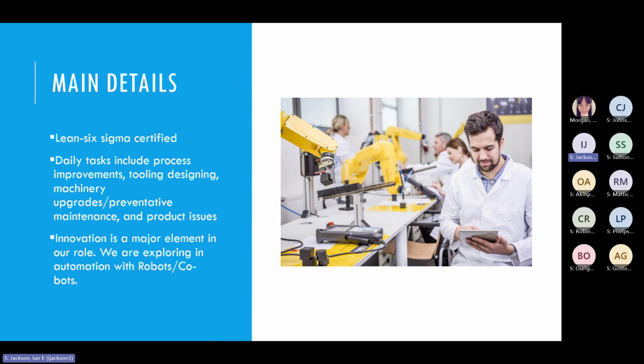Some of the main details about what I do and what I've earned here is I'm Lean Six Sigma certified, so I do a lot of process improvements, doing a lot of tooling designing with new designs, machinery upgrades, preventative maintenance, and I also deal with a lot of our product issues. Innovation is also a major element in our role. We are exploring not only automation, but also robots and cobots.